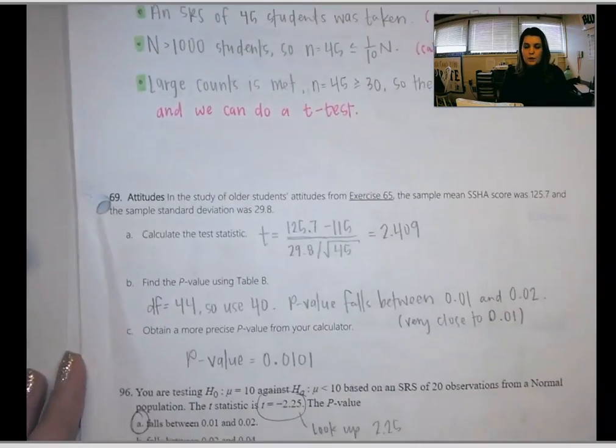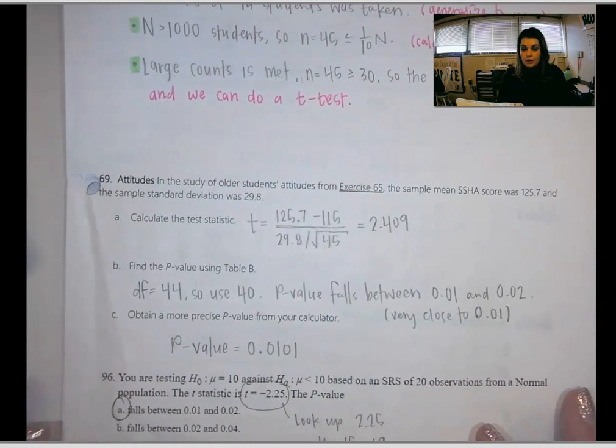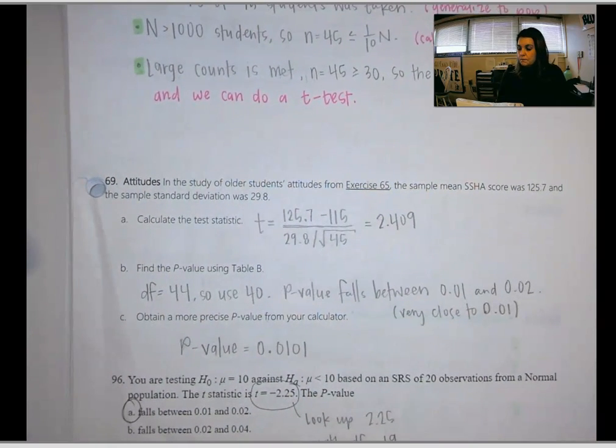69, we were asked to calculate the test statistic, find the test statistic on the table, and then find the true p-value using our calculator. So I will go through this problem and the next one step by step, and then on the next problem I'm just going to have you compare your answer to mine, and if there are any lingering questions then you can ask me during class time or send me an email.